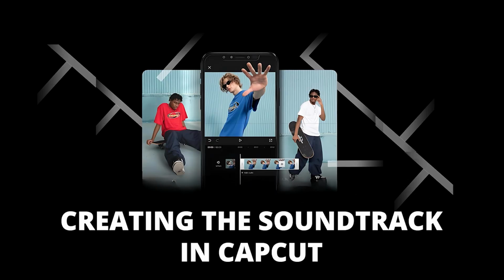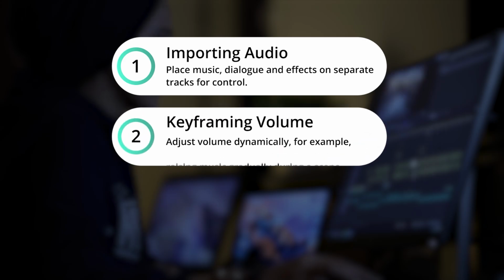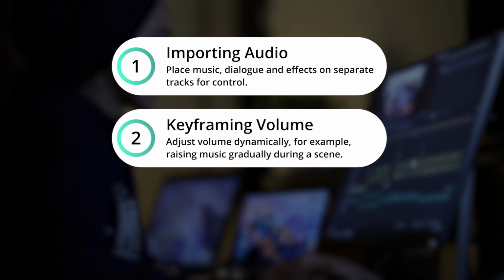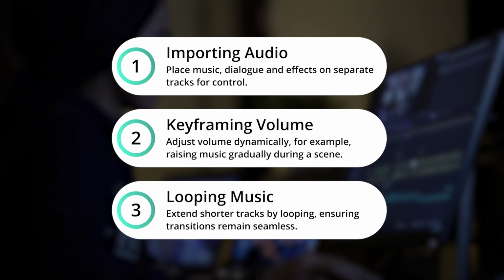Creating the soundtrack in CapCut. Importing audio. Place music, dialogue and effects on separate tracks for control. Keyframing volume. Adjust volume dynamically. For example, raising music gradually during a scene. Looping music. Extend shorter tracks by looping, ensuring transitions remain seamless.